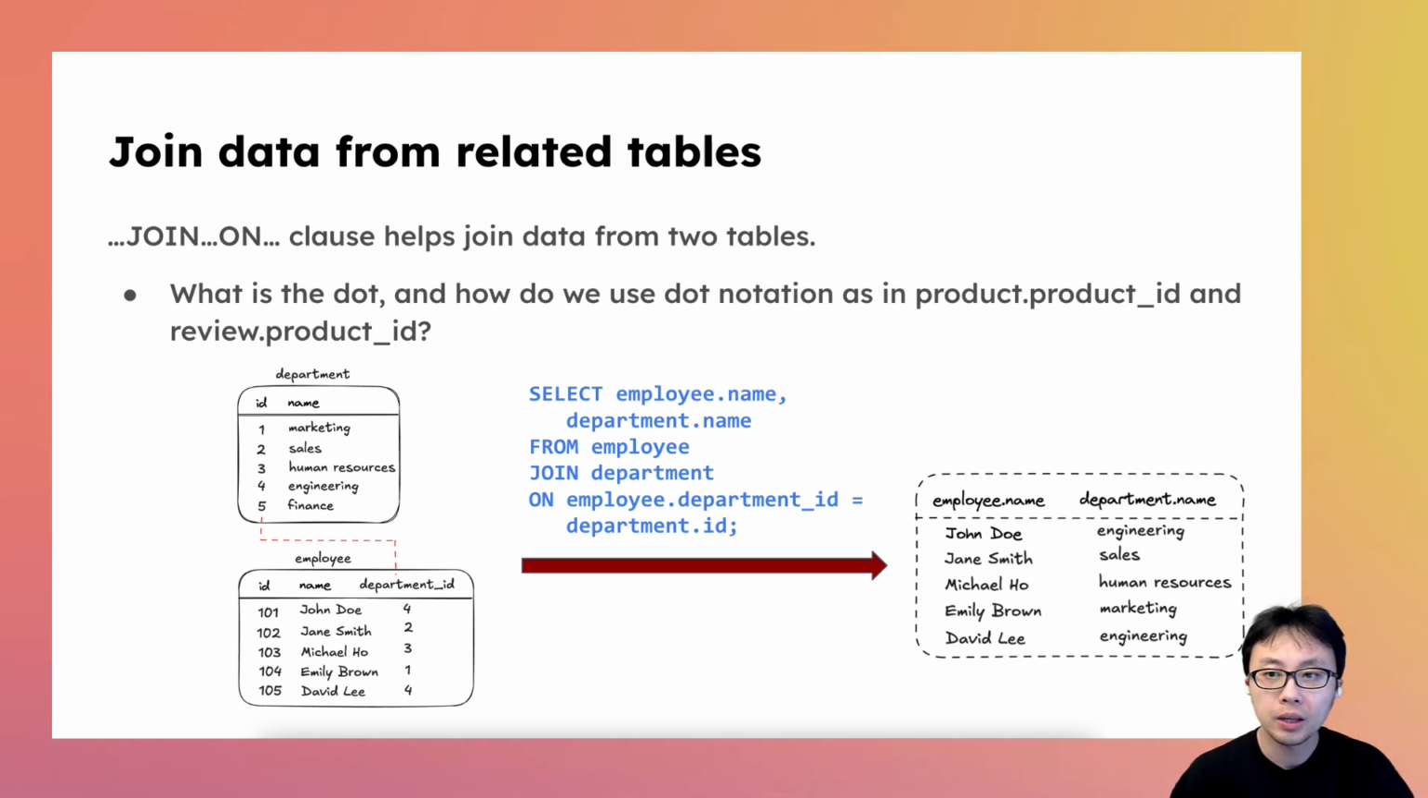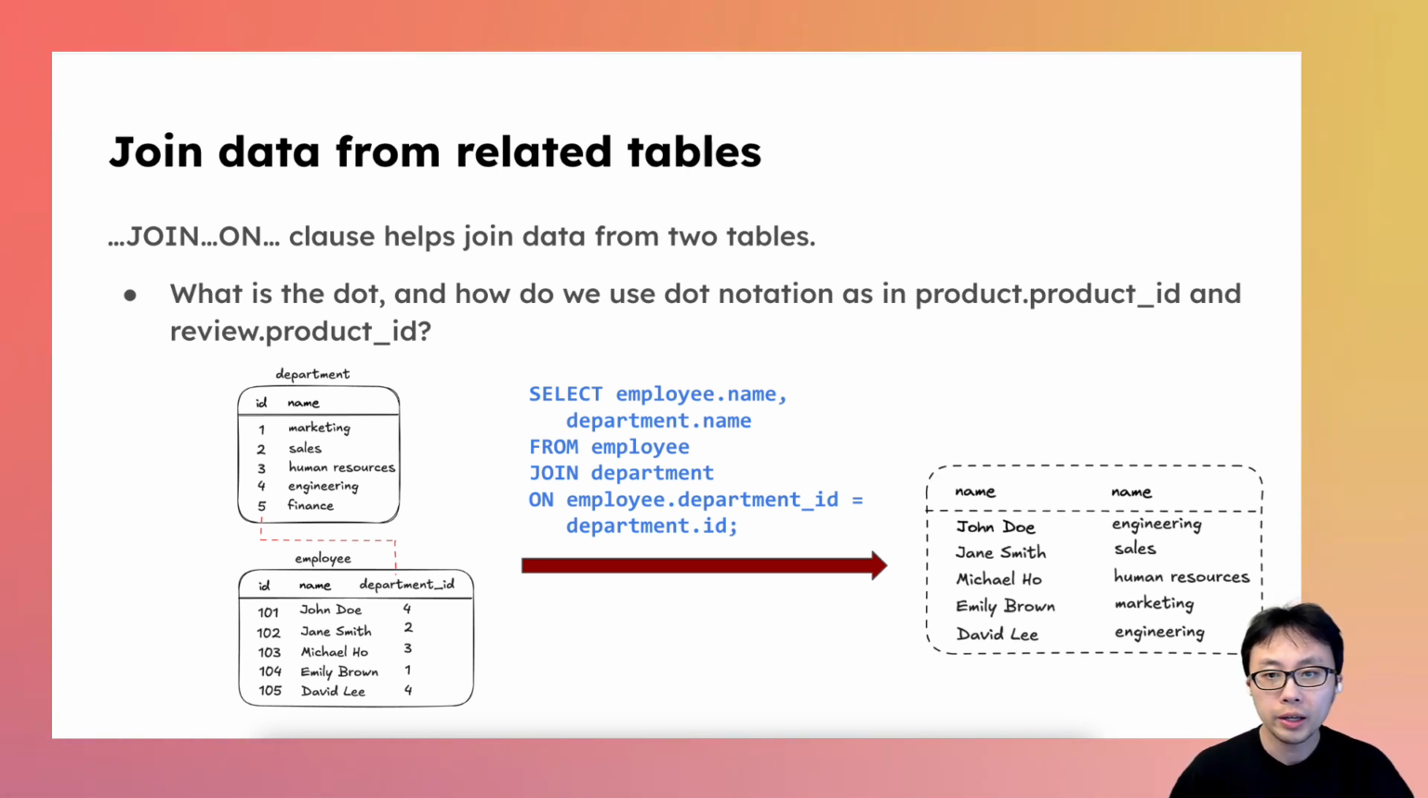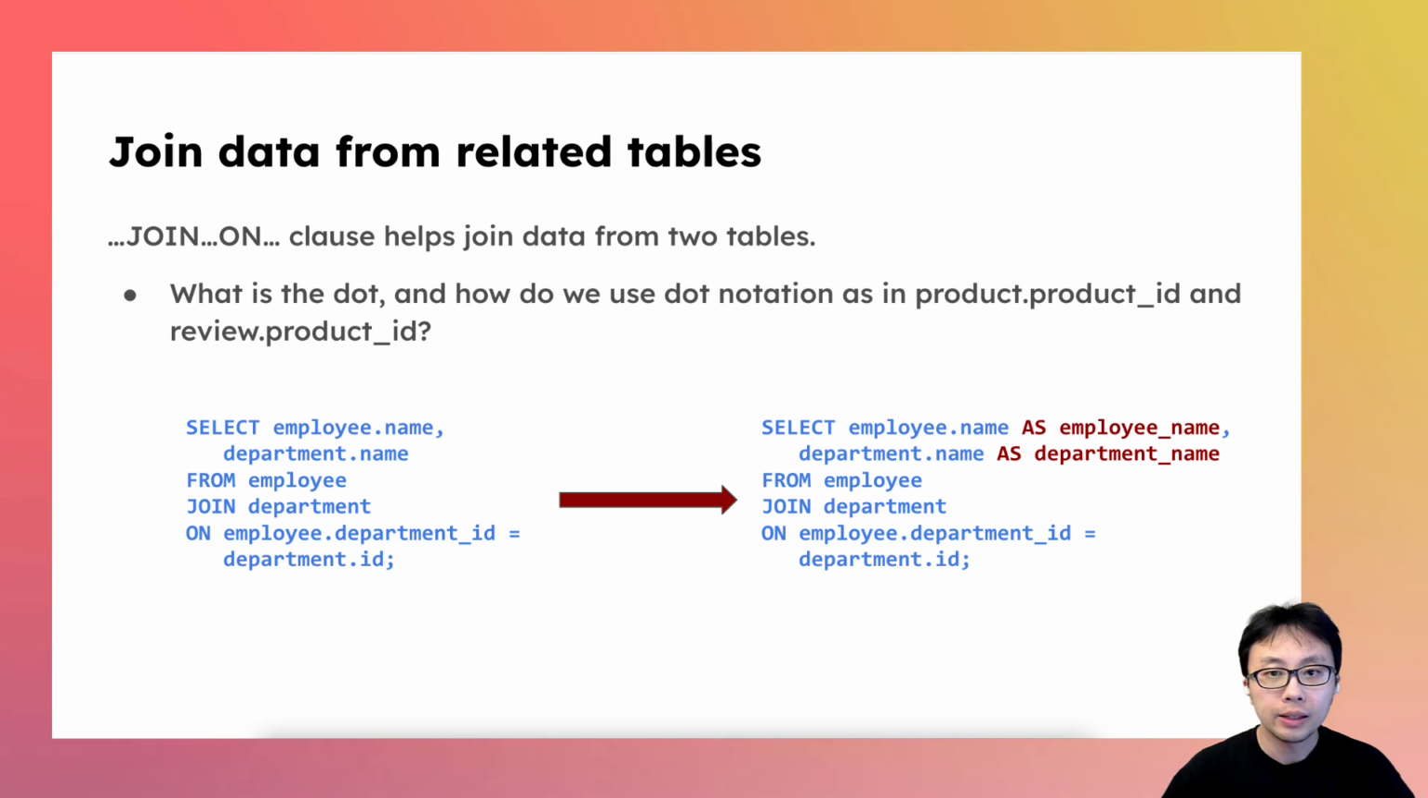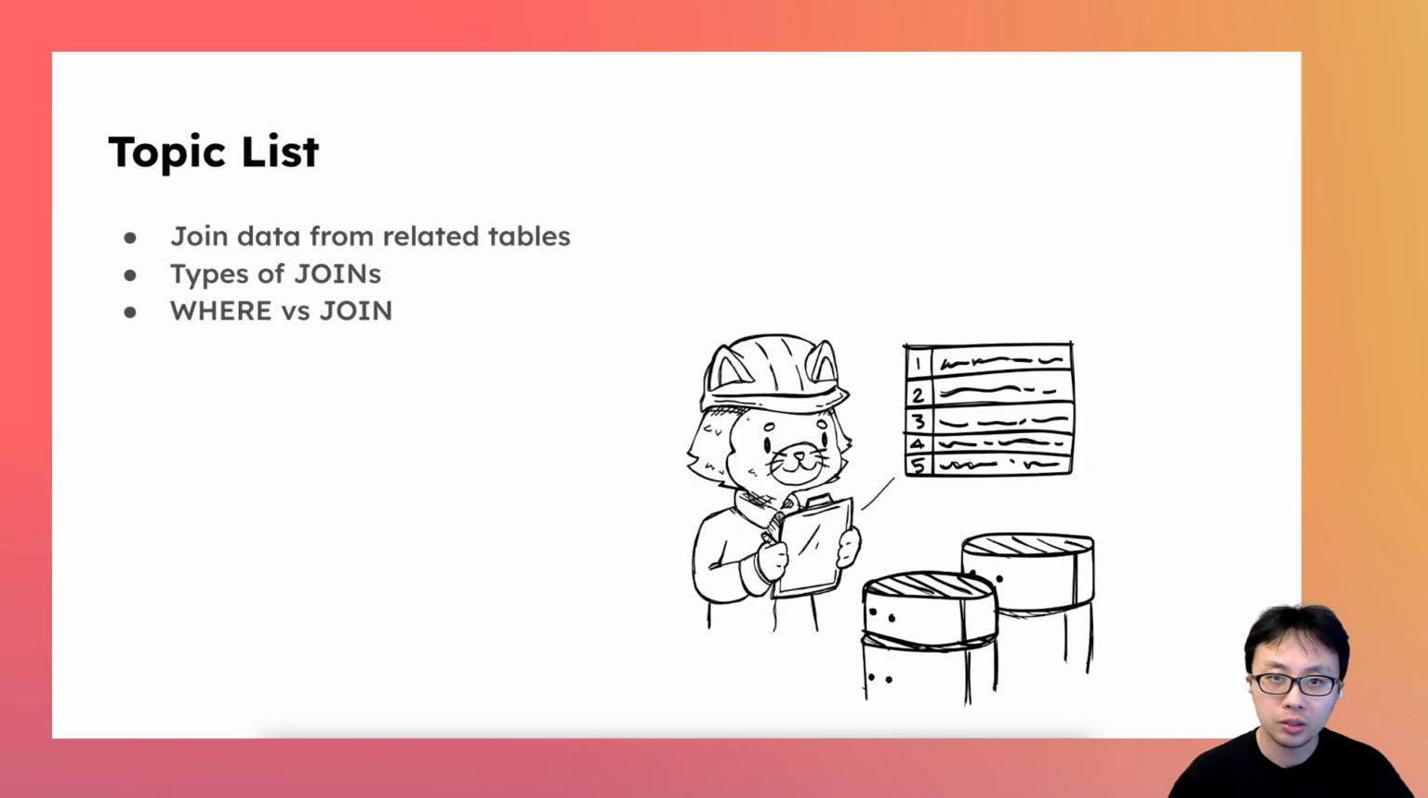It's worth mentioning that the result may show 2 column names that look exactly the same, like this. To prevent this confusion, you can rename the columns with an alias via the as clause, like this. All it takes is to add an as clause that follows the actual column names, so that you can specify how the column names should show up in the result. Okay, that's everything about how to join data from related tables. Let's move on to discuss the different types of joins.